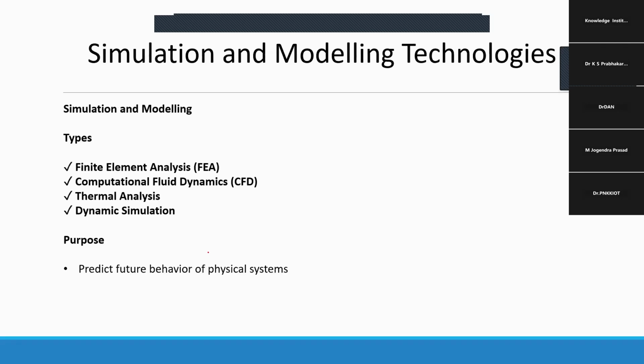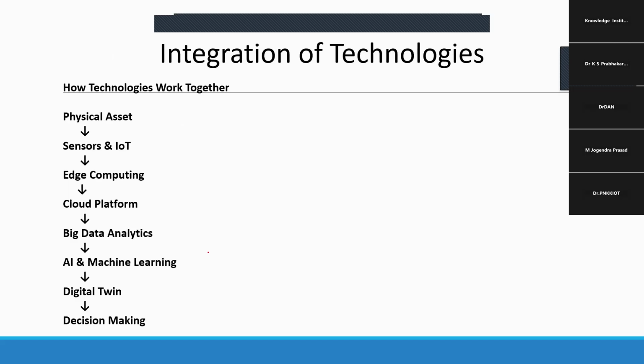Next is the simulation and modeling technologies. Nowadays a lot of simulation technologies are there, like FEM, CFD, and thermodynamic simulation, which we already talked about. These engineering models allow the digital twin to evaluate scenarios that may never have occurred in reality, making them powerful tools for prediction and optimization. Next is the integration of technologies.